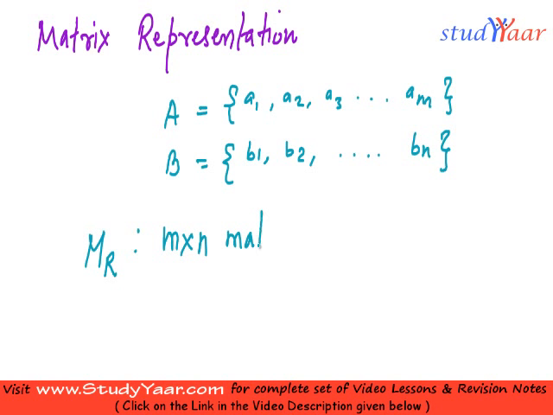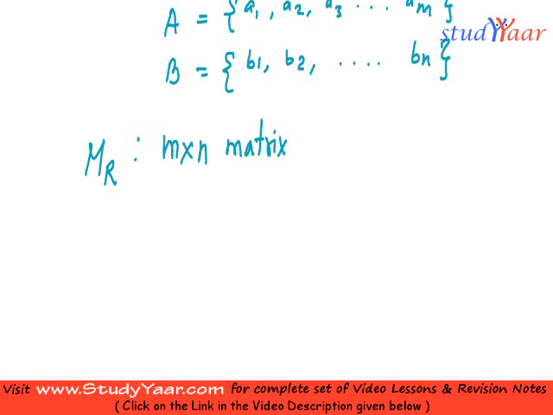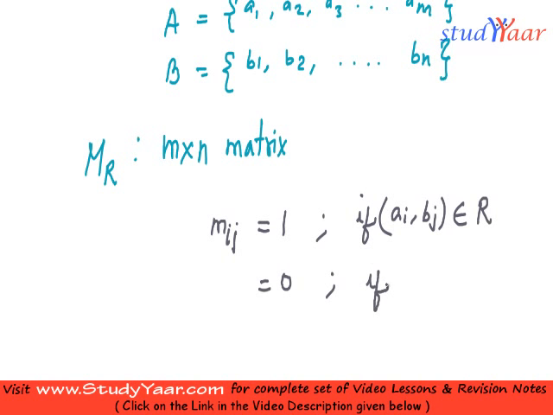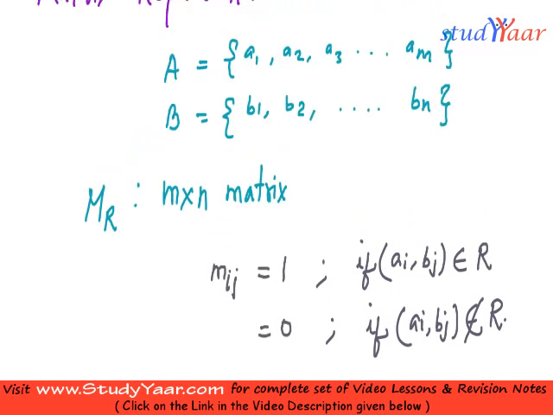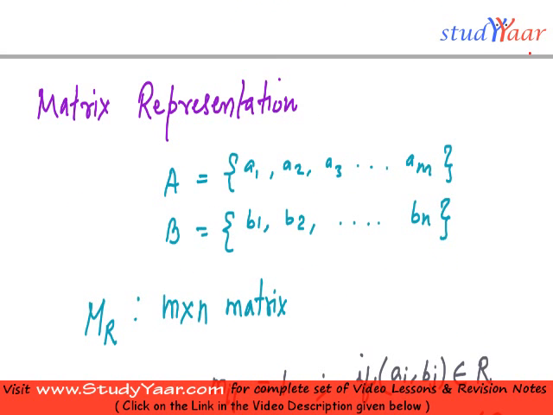And it has elements like this. It has Mij equal to 1 if Ai comma Bj is an element of R, and it has Mij equal to 0 if Ai comma Bj is not an element of R. Okay, so let us try this with an example.